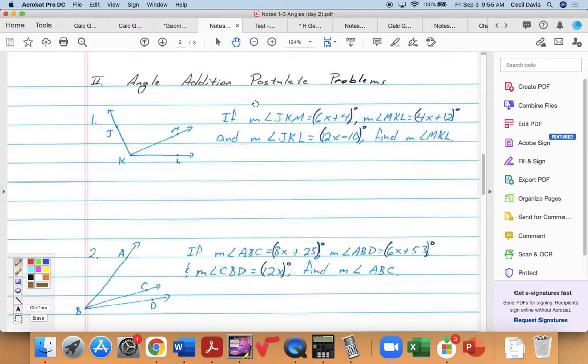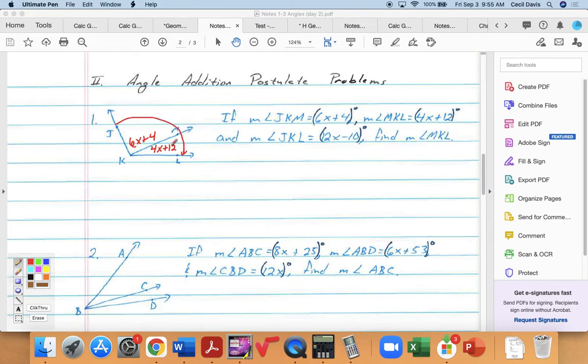So now let's do some that involve the angle addition postulate. I went ahead and drew the diagrams for you here. The measure of angle JKM is 6x plus 4. And the measure of angle MKL is 4x plus 12. And then JKL, which is this whole angle, is 12x minus 10.